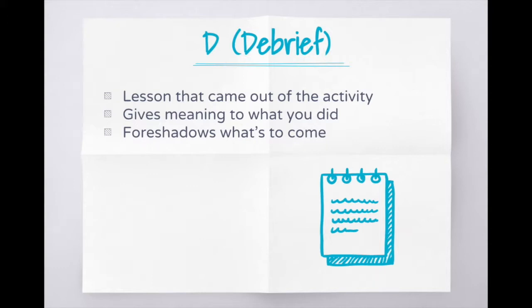Also, you want to use your debrief to foreshadow what's to come. You're going to start with an activator and a debrief, but the meat of your workshop is yet to come. So you want to foreshadow what's about to happen and why your first activator is relevant to the rest of the meeting.